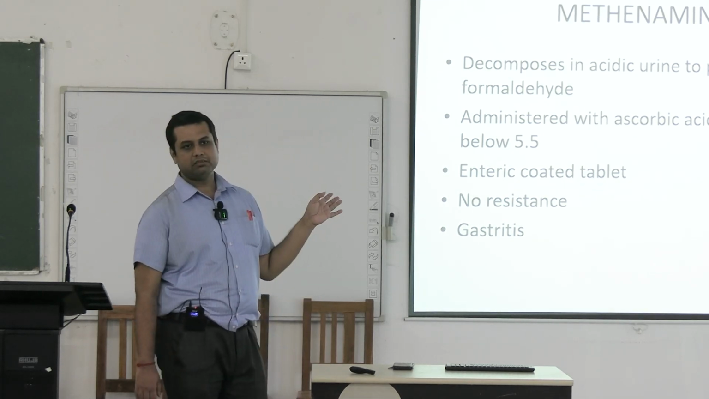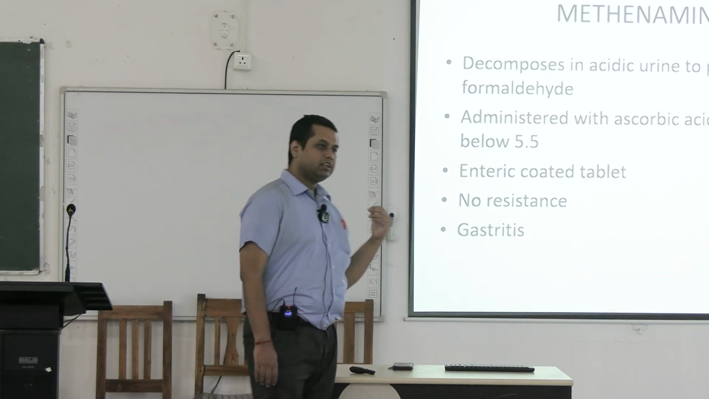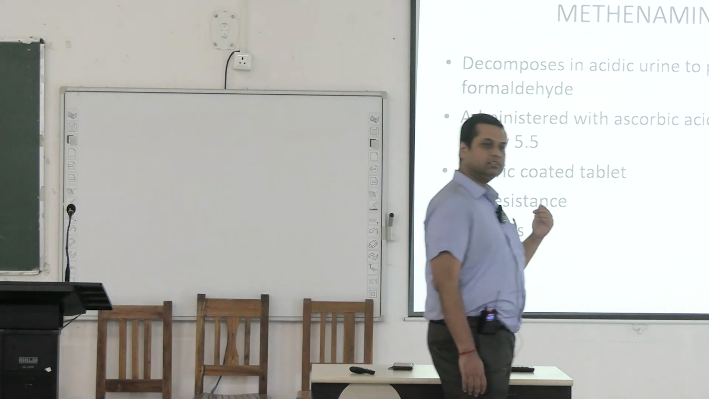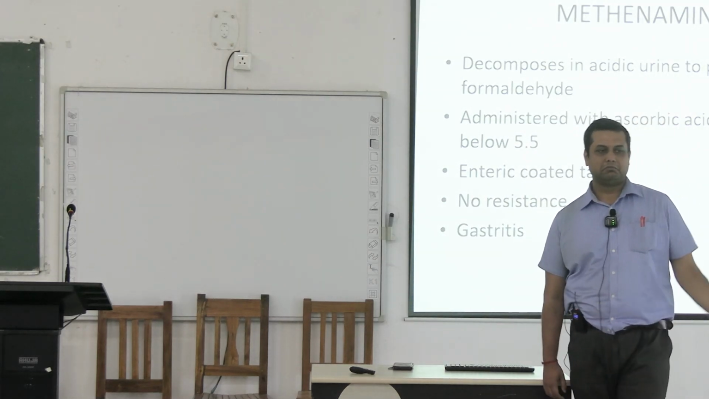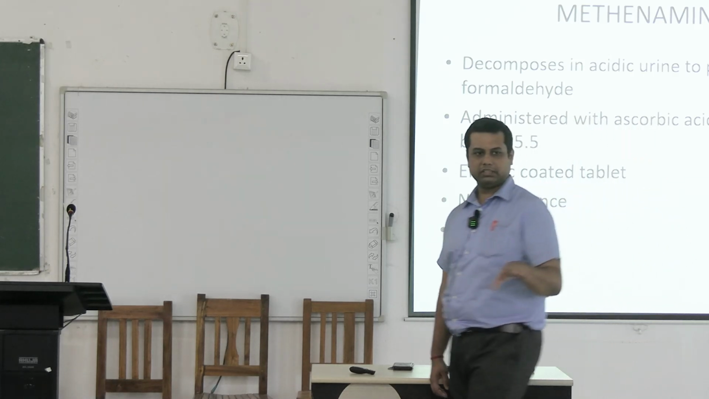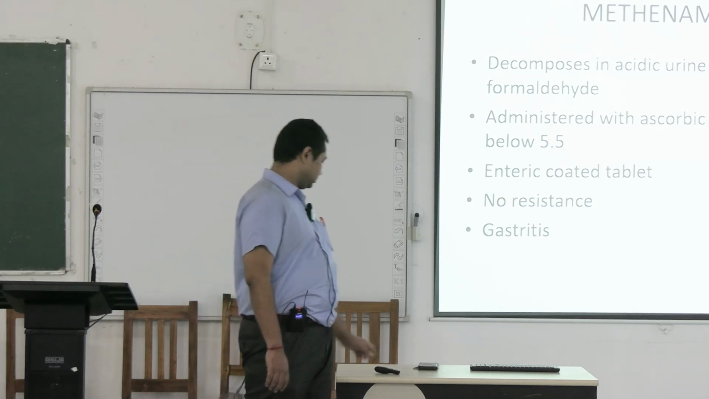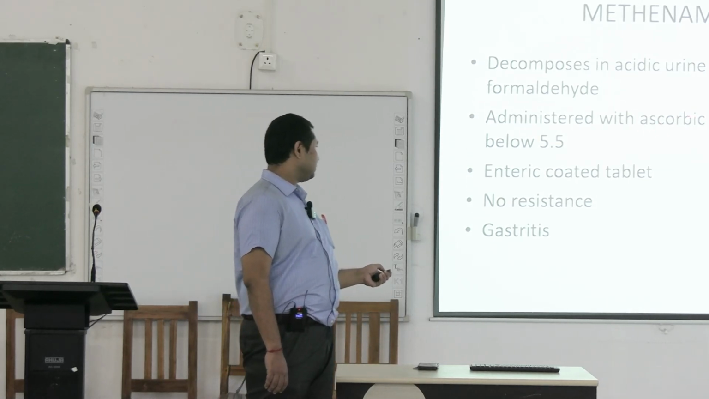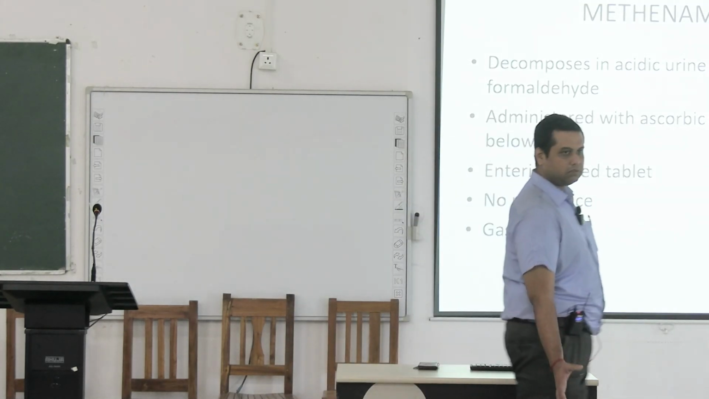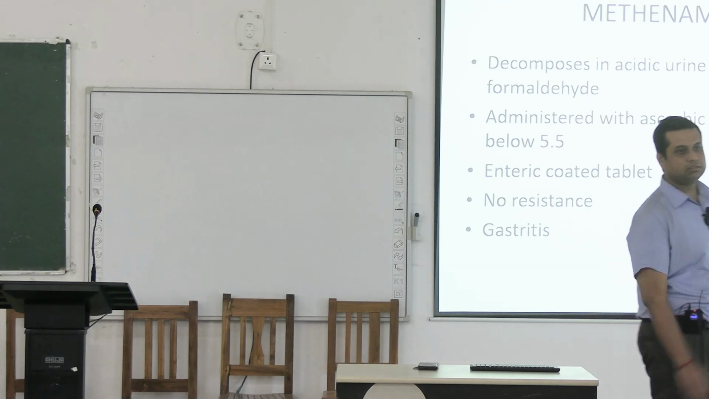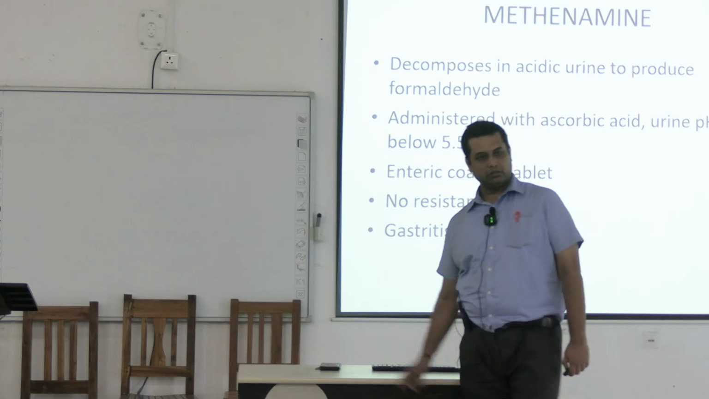Formaldehyde acts against bacteria, bactericidal agent. Now, one of the advantages, it does not cause any resistance. Yes, because it's a general bactericidal agent, acts against a lot of bacteria but does not develop any resistance. So, administered with ascorbic acid means vitamin C. Why is it given? To lower the pH of urine. Yes, in acidic urine it is converted to formaldehyde.